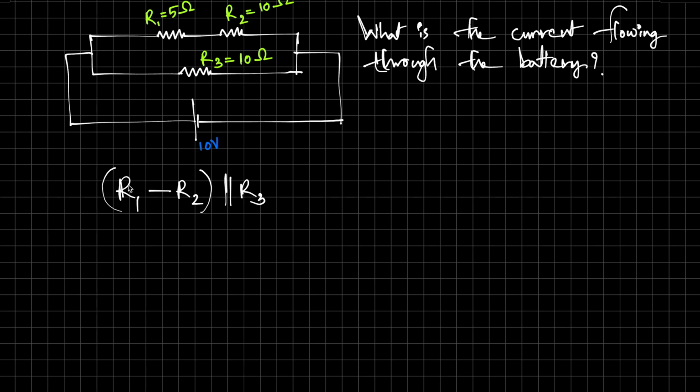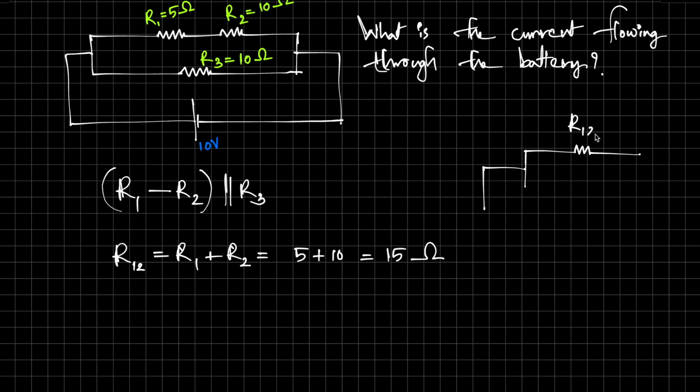Okay, so let's start with R1 and R2. They are in series, right? So the combination, or the equivalent resistance of R1 and R2, that is R12, is equal to R1 plus R2. That is equal to 5 plus 10, 15 ohms. That means you can replace R1 and R2 and connect a single resistor of 15 ohms and the circuit would behave the same. Let me draw that. I'm going to replace R1 and R2 with a single resistor R12.